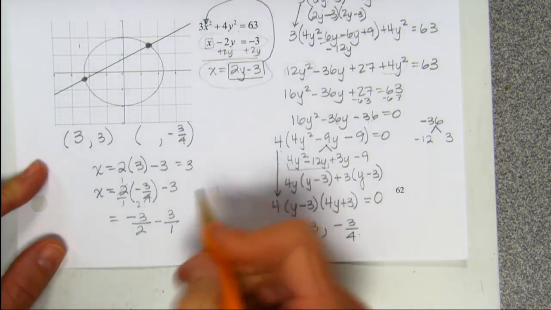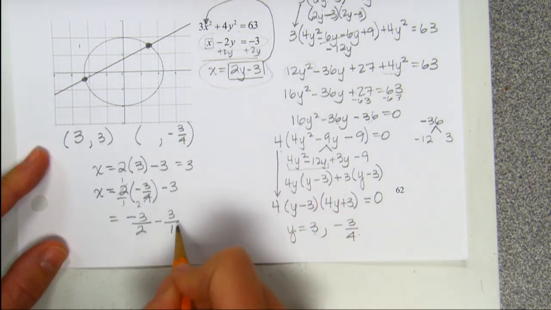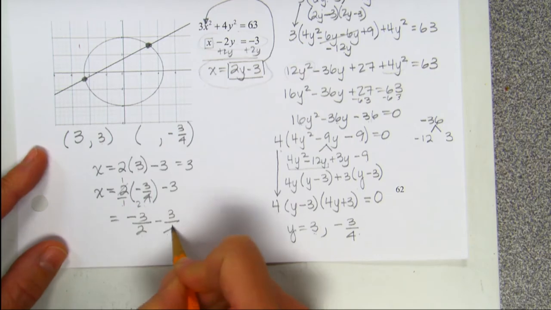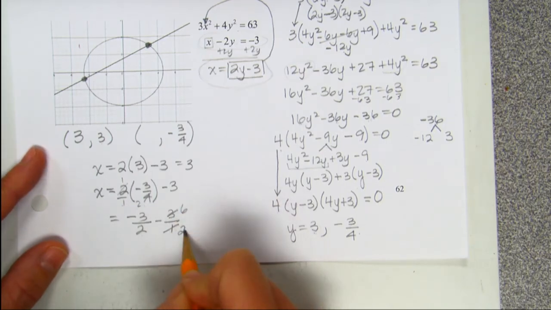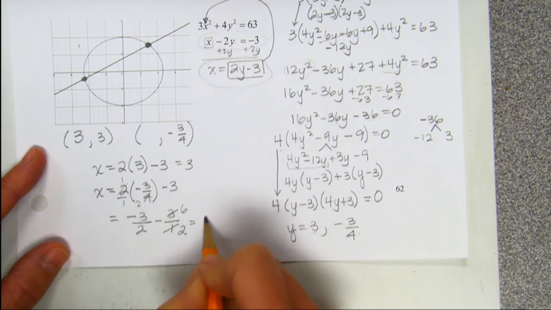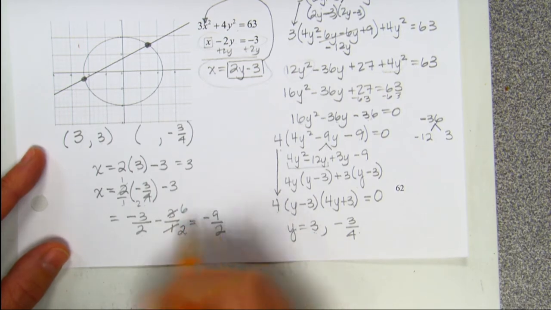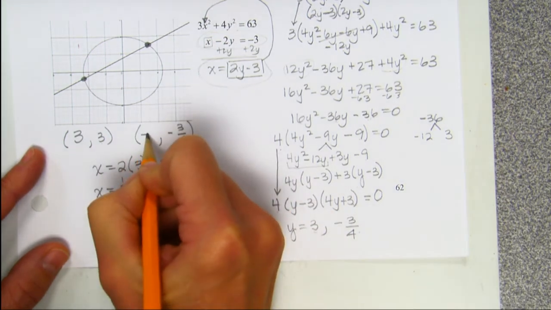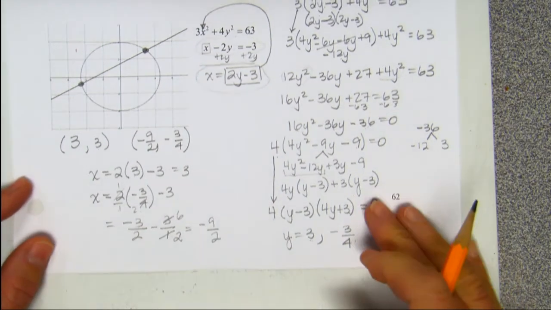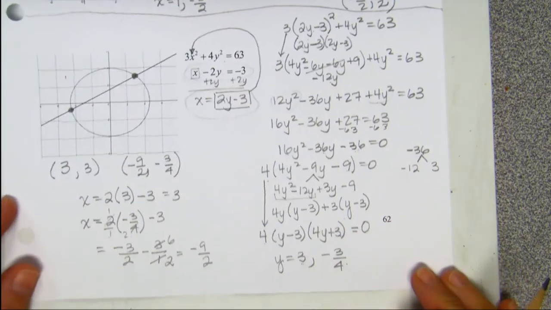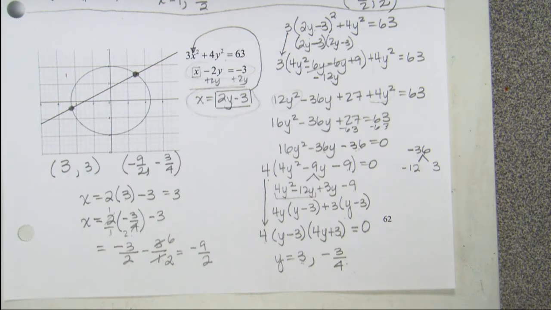All right. Right here, I need a common denominator. My common denominator will be 2. If I change the 1 to a 2, then I have to change the 3 to a 6 because times 2 times 2. Negative 3 halves take away 6 halves is negative 9 halves. There are the two solutions. The 2 points where the circle and the line intersect.